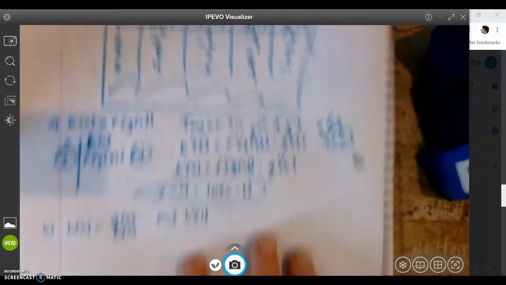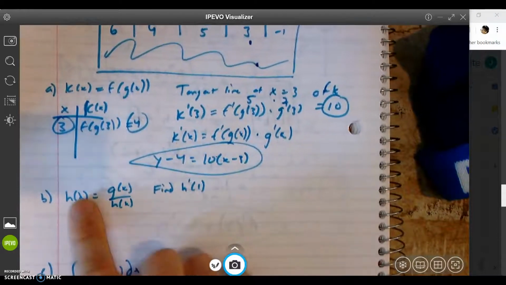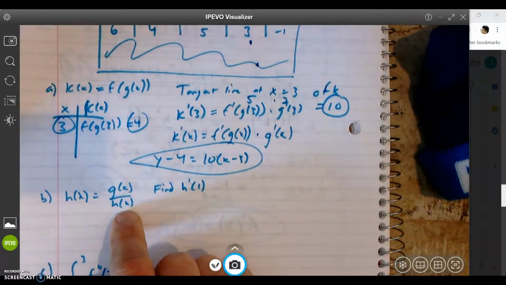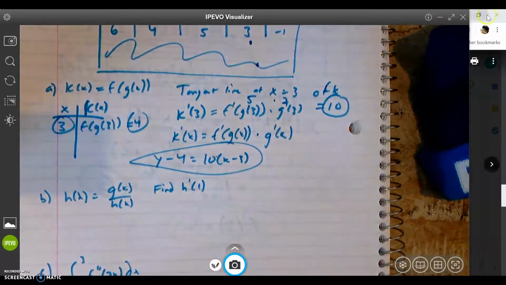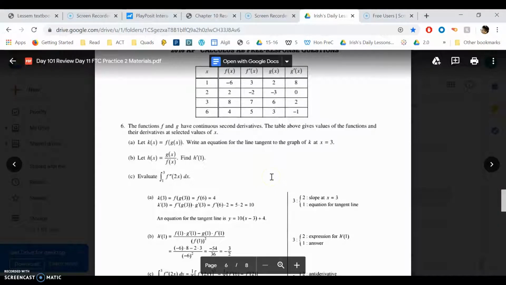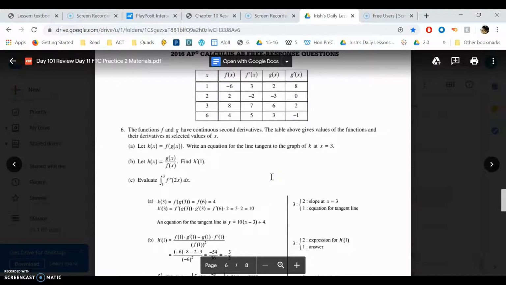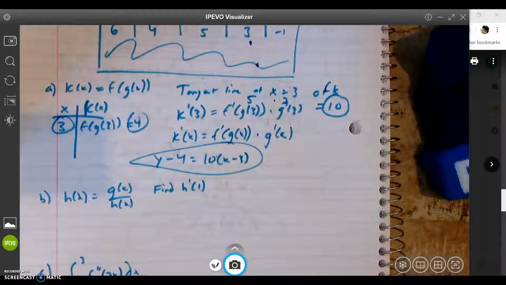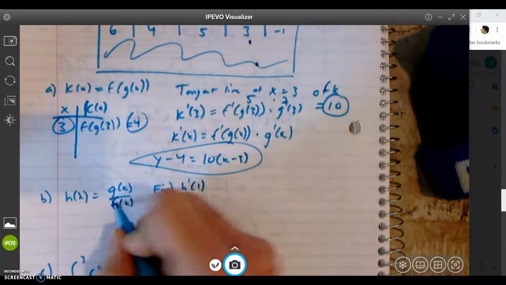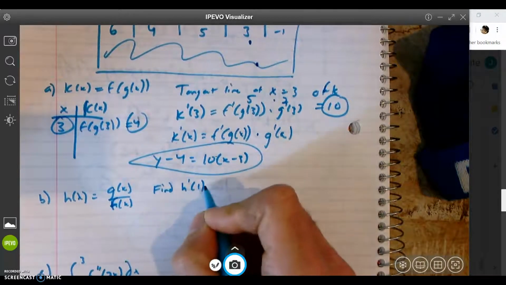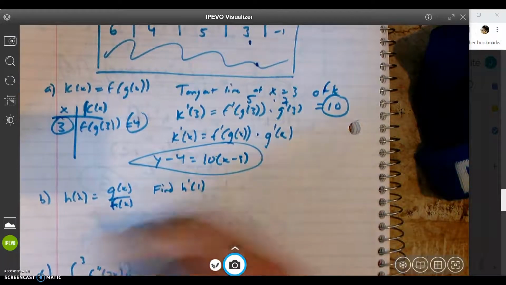All right, let's do part B. So h of x is g of x divided by f of x. Is that what it says? Did I write this wrong? It's F of x, yeah, sorry. I wrote it down wrong. Always double check if you're not sure. F of x. Find h prime of 1. So just find the derivative first and then plug in 1.